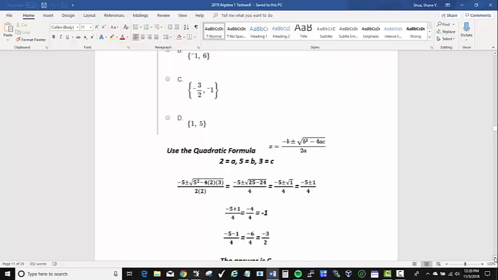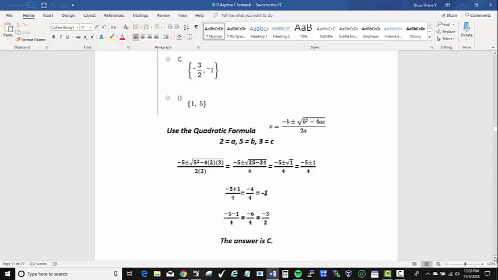Plugging all of this into the quadratic formula, well, negative 5 plus or minus the square root of 5 squared minus 4 times 2 times 3 all over 2 times 2 gets us here to negative 5 plus or minus 1 over 4. So we break that into 2 separate equations. Negative 5 plus 1 is negative 4. Negative 4 over 4 is negative 1. Then negative 5 minus 1 is negative 6. Negative 6 over 4 is 3 halves. So negative 1 and 3 halves. 3 halves, negative 1. Option C.